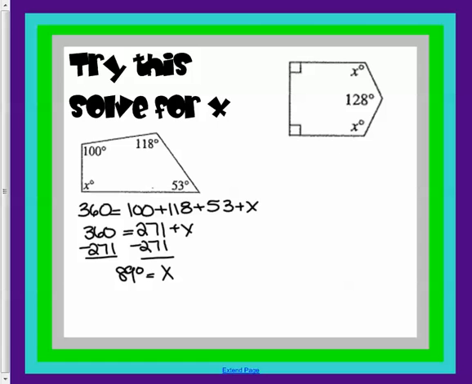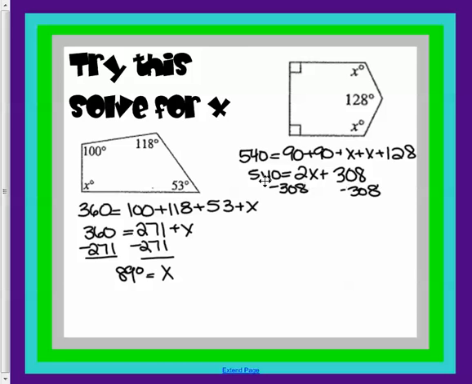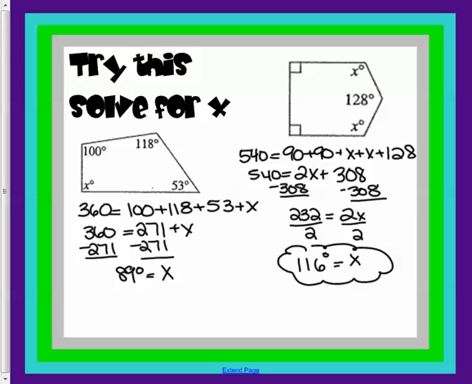Over here, the pentagon should equal 540 degrees, so add these up, and we get 2x on this side plus 308 equaling 540. Take away the 308, and you get 2x equaling 232. Go ahead and divide by 2, and you get 116 as your answer.